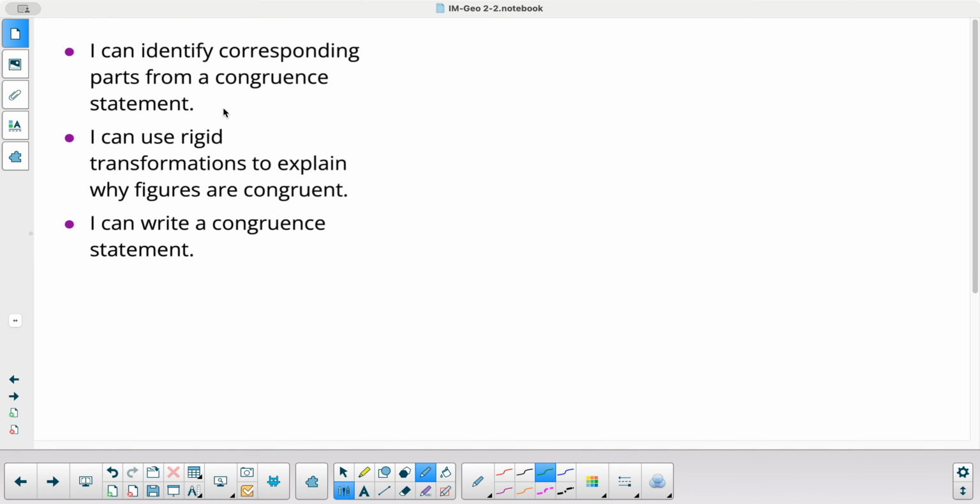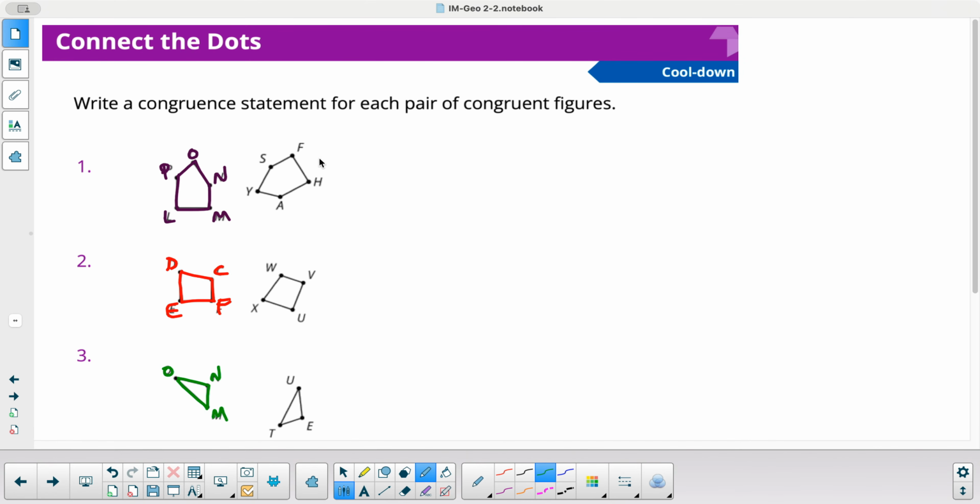All right, so back to our goals. I can identify corresponding parts from a congruent statement. I can use rigid transformations to explain why figures are congruent. I can write a congruent statement. So write a congruent statement for each pair of congruent figures, okay?